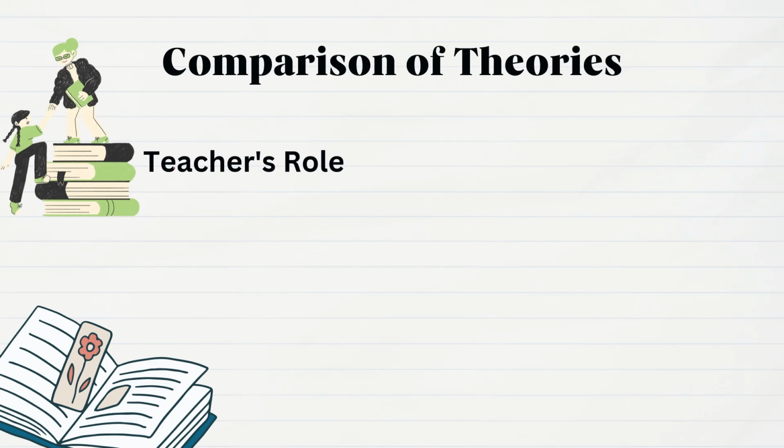So, when it comes to the associationist theory, we see that the teacher is the primary source of knowledge. And the teacher is responsible for providing the stimuli that lead to the desired responses. So, the teacher's role is to structure the learning environment.